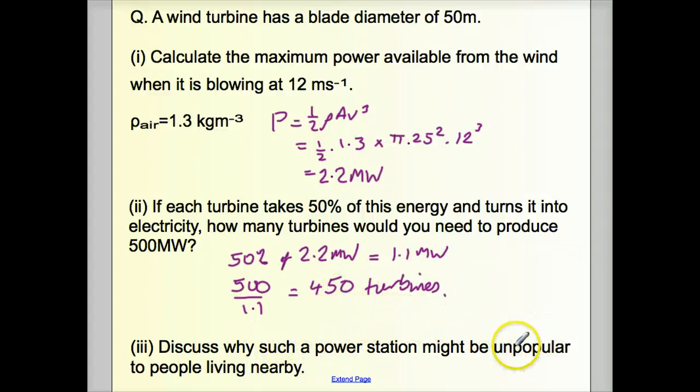Discuss why such a power station might be unpopular to people living nearby. Well, 450 turbines, that's a lot of turbines. They need a lot of space. They're actually quite noisy. So there are some reasons why people might actually not like those. They also do cause animal deaths. Bird strikes are not uncommon, especially big birds like raptors.